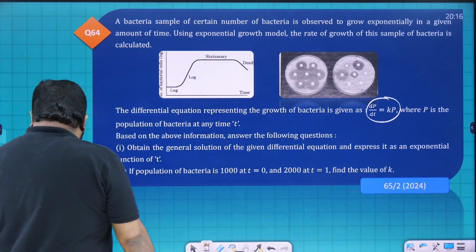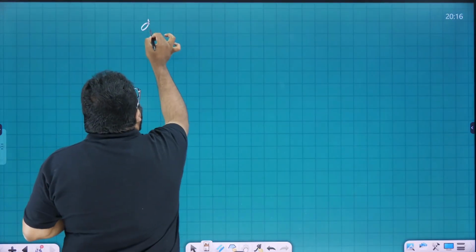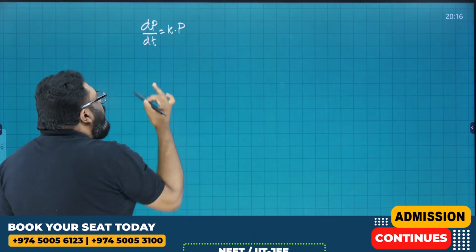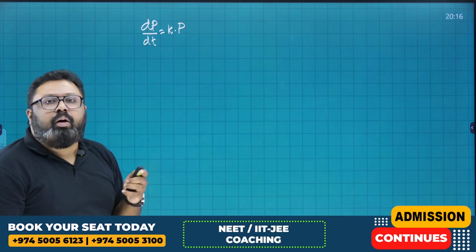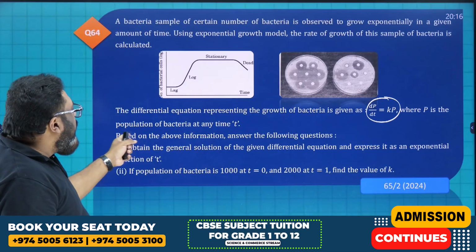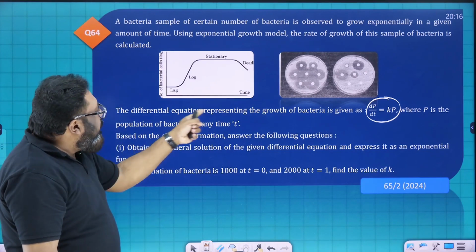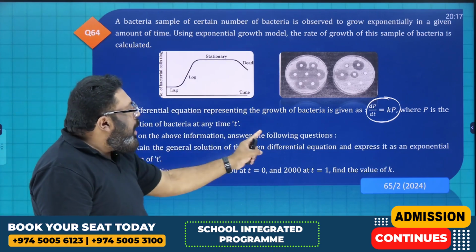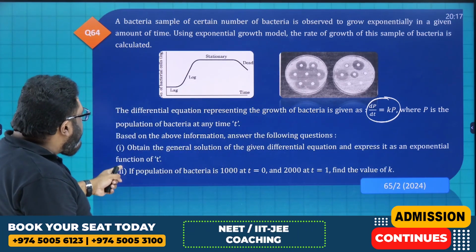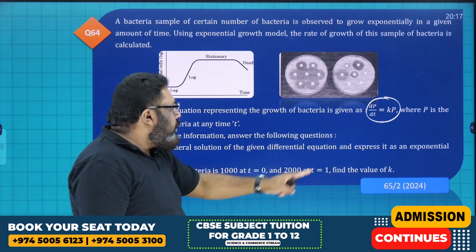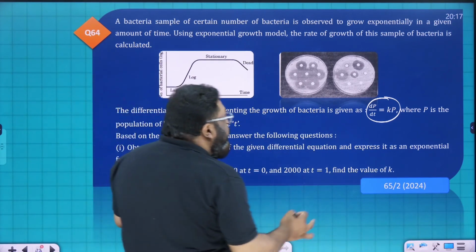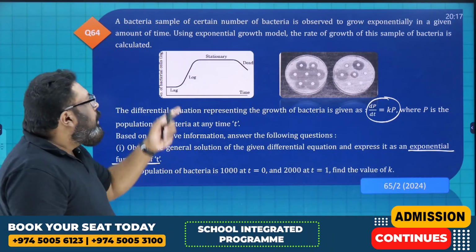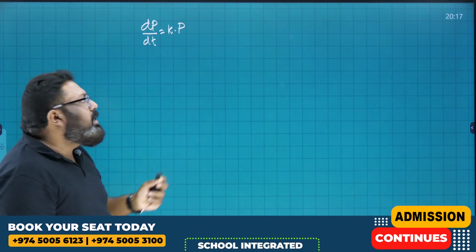Come on, all of you. My differential equation is dp by dt is equal to kp. Here k is called a proportionality constant, my dears. And p represents the population of bacteria at any time t. Based on the above information, answer the following questions. Obtain the general solution and express it as an exponential function of t. General solution. It's a simple variable separable form.